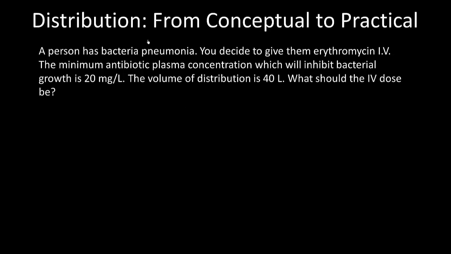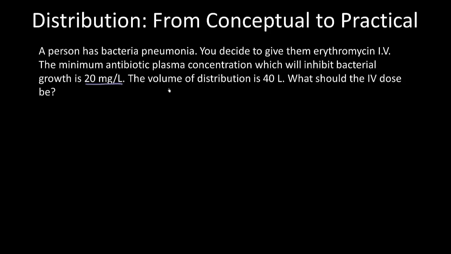Okay, so volume of distribution, we're going to go from conceptual to practical now. Here's our question. We have a person with bacterial pneumonia. Uh-oh, what are we going to do? We decide to give them some erythromycin IV, and we're trying to reach a certain plasma concentration. What is this plasma concentration? Well, we want to inhibit this bacteria, and there's something called the minimum antibiotic plasma concentration, which is the concentration that will inhibit bacterial growth. And we're telling you now that the concentration we want in our plasma is 20 milligrams per liter.